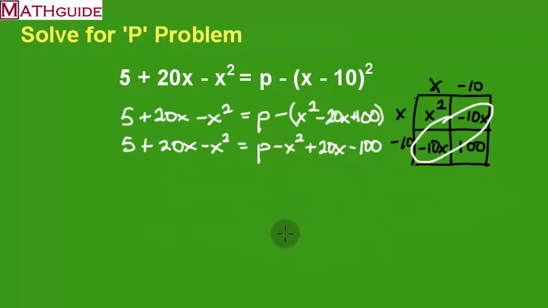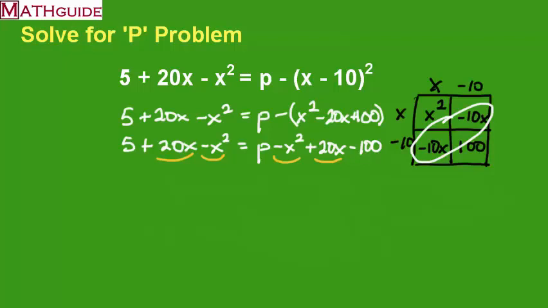Now with a keen eye, you'll notice that there are some terms here that are exactly the same. I got a negative x squared, I got a negative x squared. I've got a positive 20x on the right side, I got a positive 20x on the right side. So far those quantities are all the same. The only thing different is I got a p and a minus 100 on the right side, and I got a 5 on the right side.